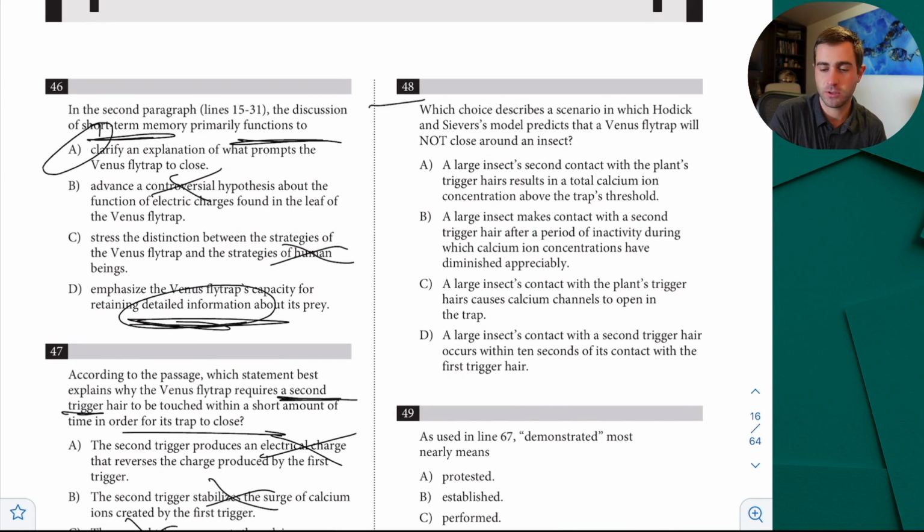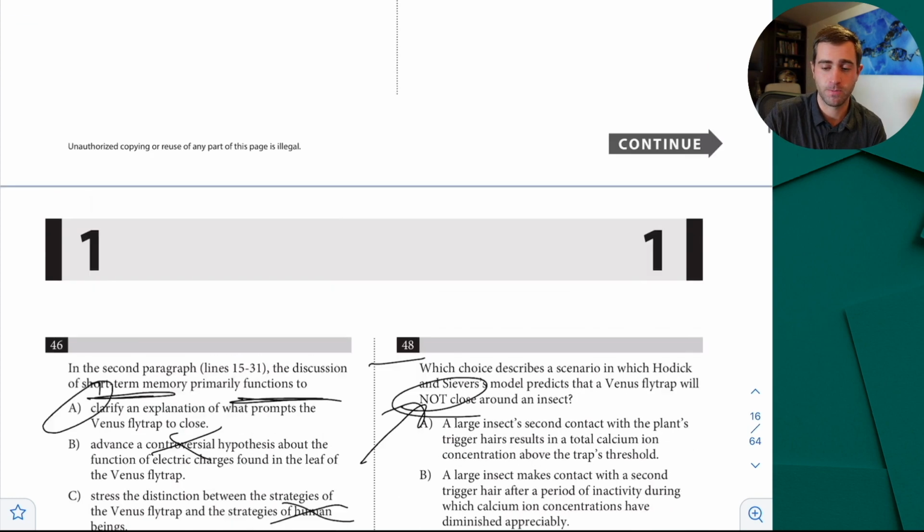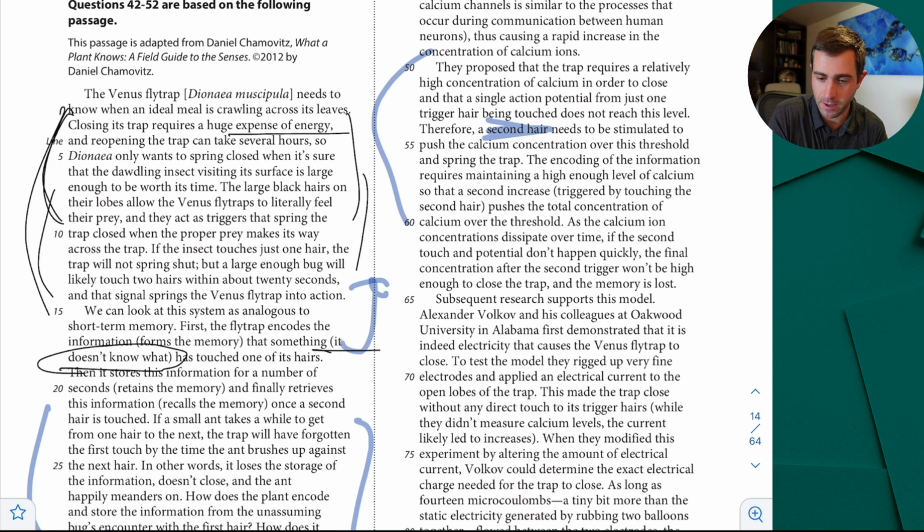48. Which choice describes a scenario in which Hodak and Siever's model predicts that a Venus flytrap will not close around the insect? This means I'm going to be looking for something most likely opposite of the passage, and I know what I just read through was talking about what's making it close. So I'm going to finish up re-skimming through that paragraph here. So the encoding of info requires maintaining a high enough level of calcium so that it pushes it over the threshold. The calcium dissipates over time. If the second one doesn't happen quickly, the final concentration won't be high enough and the memory is lost.